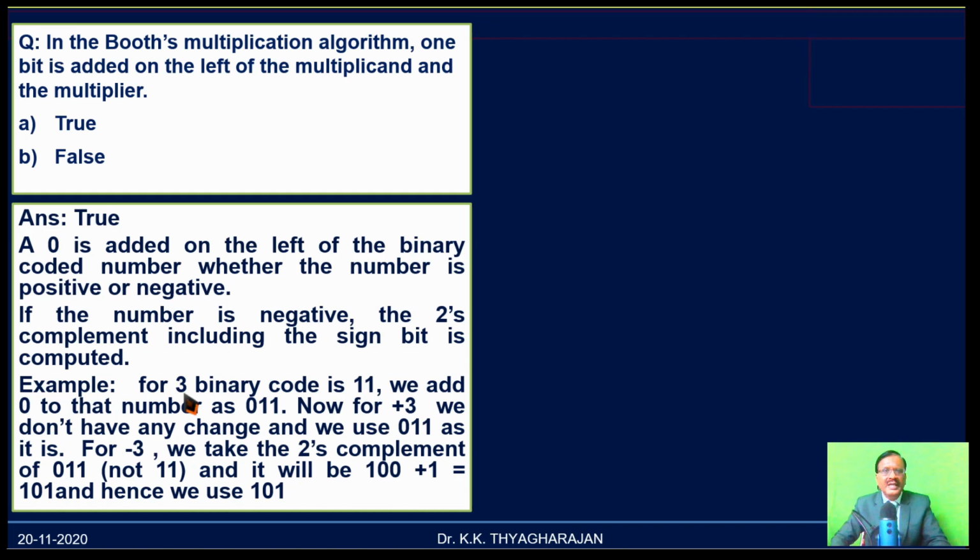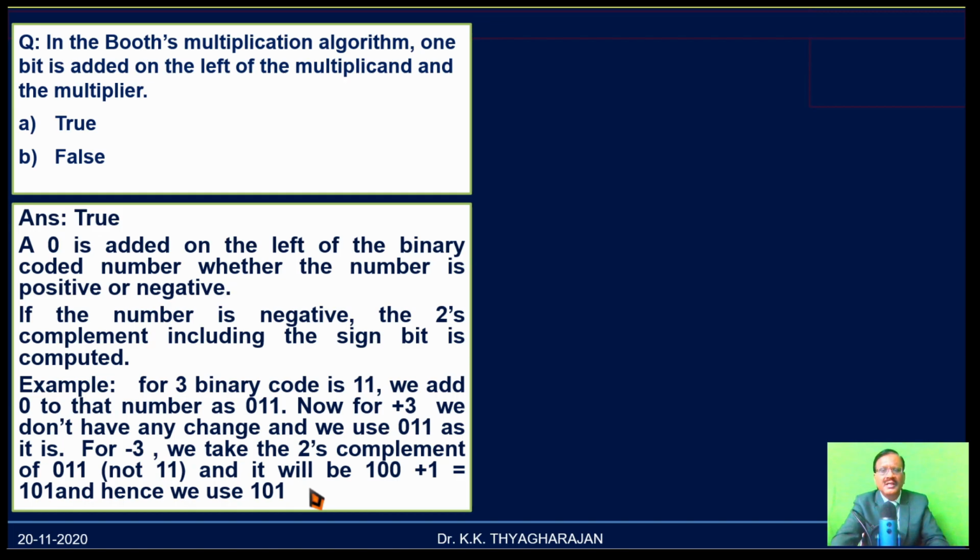For example, you take the binary number for 3, it is 11. We add 0 to that number as 011. Now for plus 3, we don't have any change and we use 011 as it is. For minus 3, we take the 2's complement of 011, not 11 only. You are including that 0 also for taking 2's complement. So you are taking 2's complement of 011, that is, first you take 1's complement, then you add 1. So you will get 2's complement as 101. We use 101 if it is minus 3.